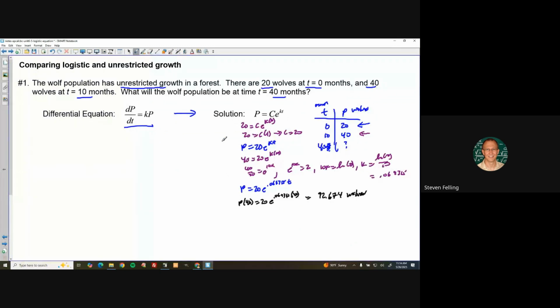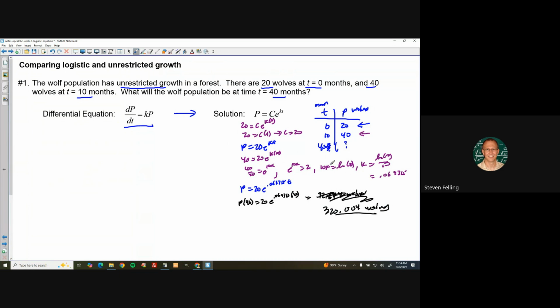We had 20 times e to the 0.06969315 times 40. Yeah, that's what's wrong. This previous example was 320.004 wolves. And my answer keys are swapped for some reason.